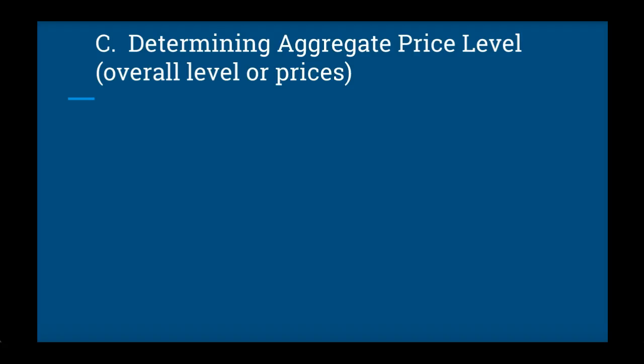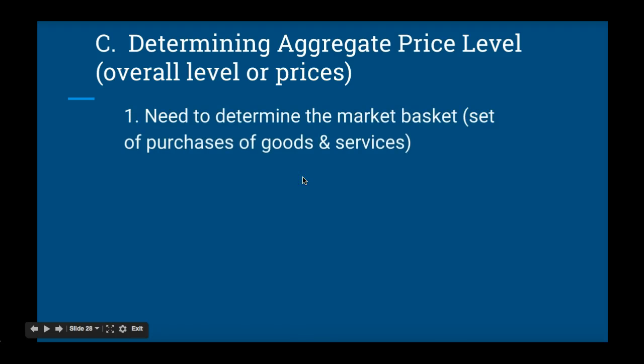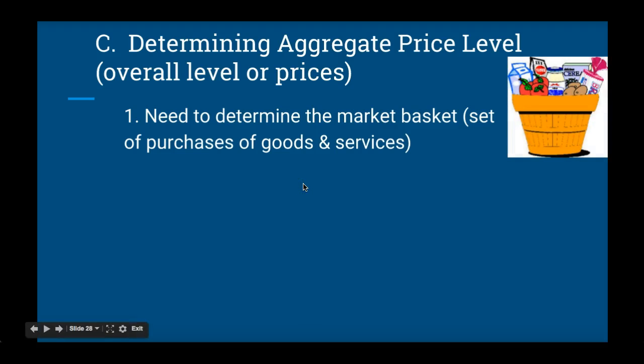Alright, this video is for Module 15 on determining aggregate price level, or the overall level of prices. So the first thing that we have to talk about is that to actually determine the overall level of prices, we have to talk about what is in our market basket. So our market basket is going to be a set of purchases of goods and services. So think of it, I have a literal picture of a basket here. So think of it as whatever we are going to include that we're talking about checking the average price of.